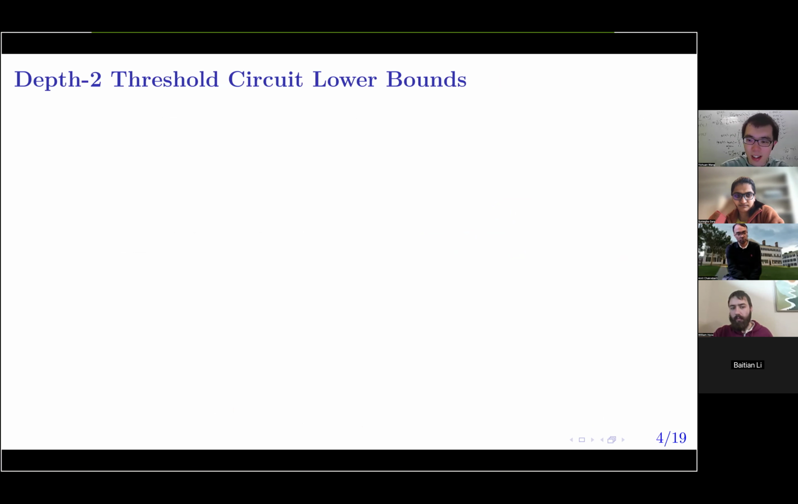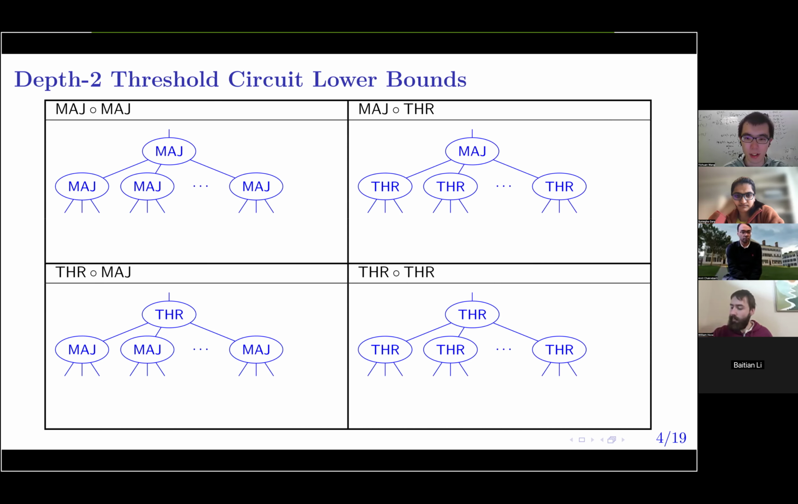Okay, so now let's look at depth 2 TC0 circuits. Because there are two types of gates, majority and threshold, we can have four types of depth 2 circuits, depending on which type of gate is allowed in each layer. So we have majority of majority, majority of threshold, threshold of majority, and threshold of threshold. Here, threshold of majority just means that the top gate can be a threshold gate, but the bottom gates are all majority gates.